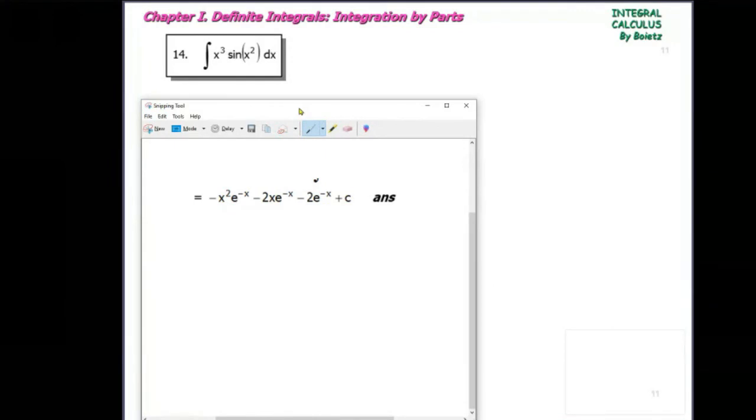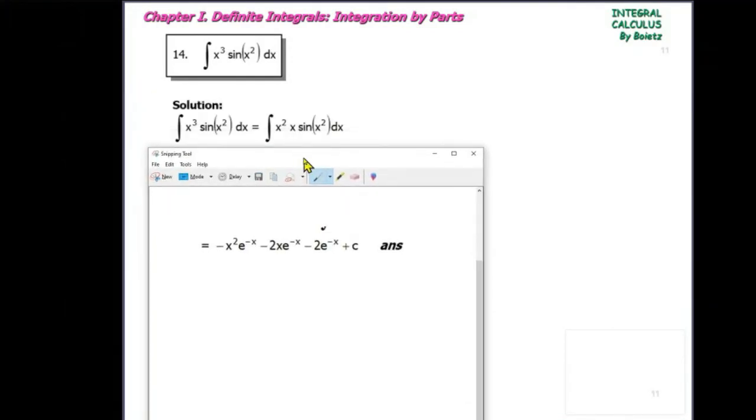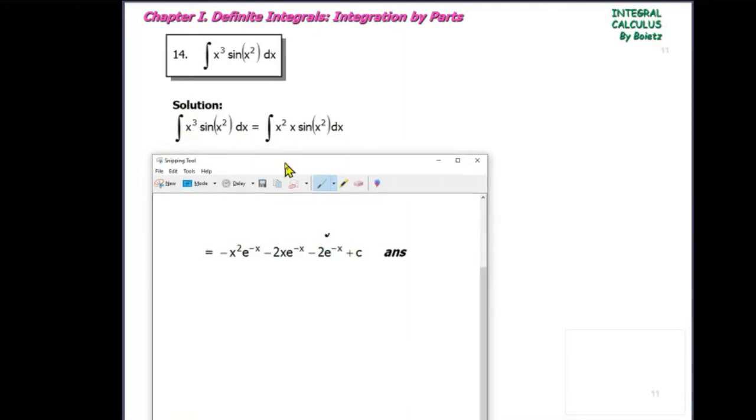Integral ng x cubed sine x squared dx. Okay? So here, medyo magulo, the algebraic tsaka trigonometric. So algebraic, trigonometric. So sa LIATE na una yung algebraic. Kaya lang x cube ito, tapos sine x squared. So baka merong dapat tayo ayusin dito. So hatiin lang natin yung x cube sa x squared tsaka x.